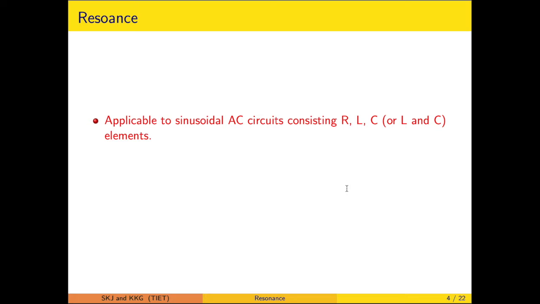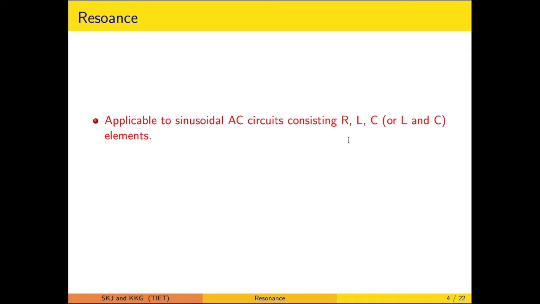As discussed previously, to have a resonance we have to have a source of varying frequency. That source is considered as a sinusoidal AC source, and another arrangement results in the natural frequency. The system natural frequency in RLC circuits is governed by the inductance and the capacitance. So we will be analyzing the circuit consisting of RLC elements.